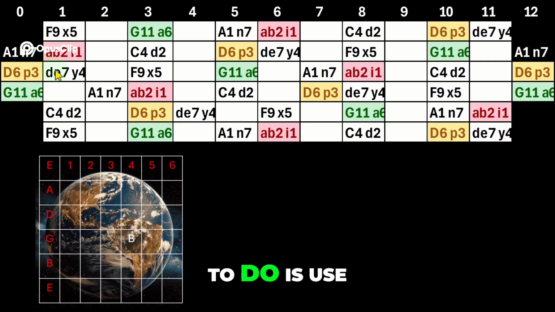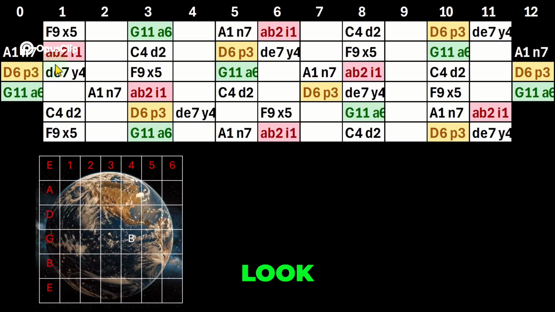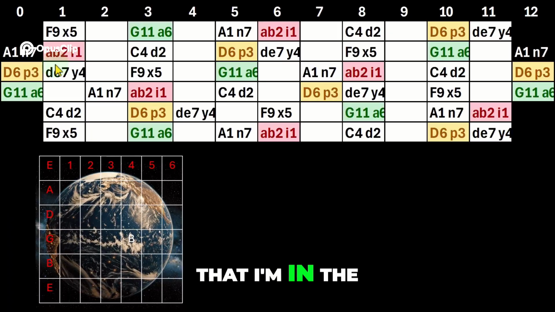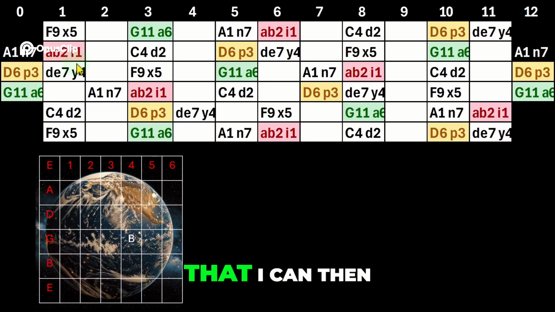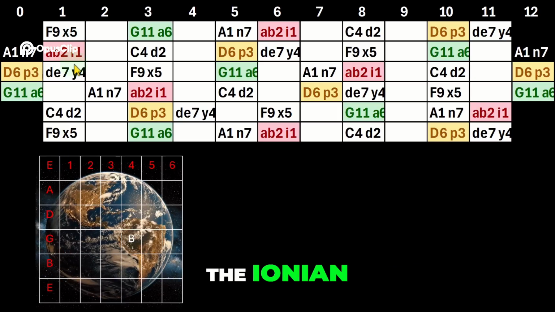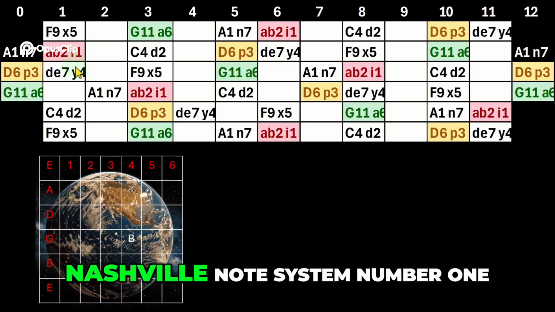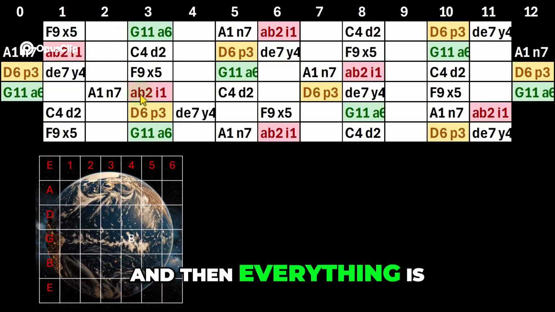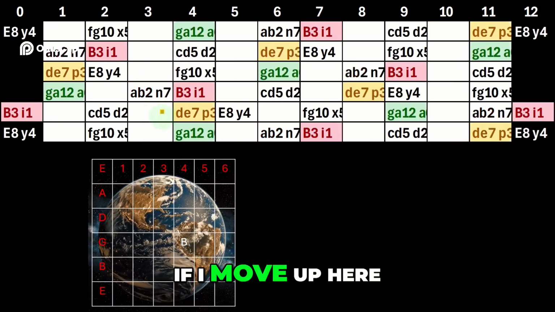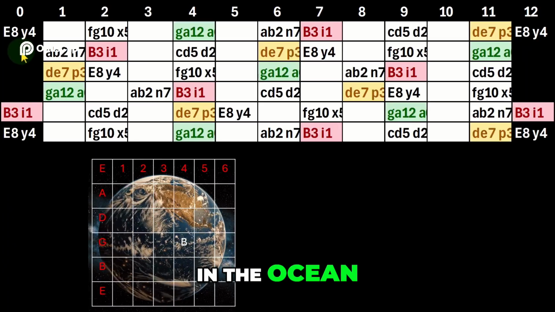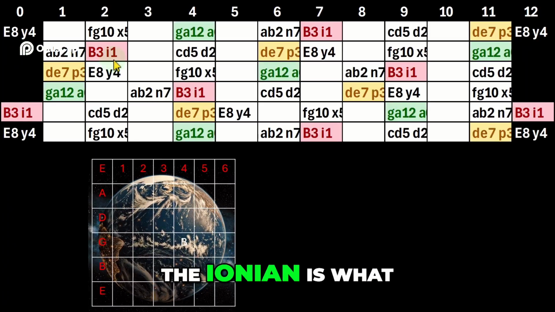So what I want to do is use the note names to say, look, I'm in the key, or the point of rotation, of an A sharp now, so that I can then locate the continent of the Ionian, or Nashville number 1, and then everything is relative to that position. That's the way we want to see the fretboard. See, if I move up here, now that A is in the ocean. It's no longer even there. The Ionian is what I want to see.